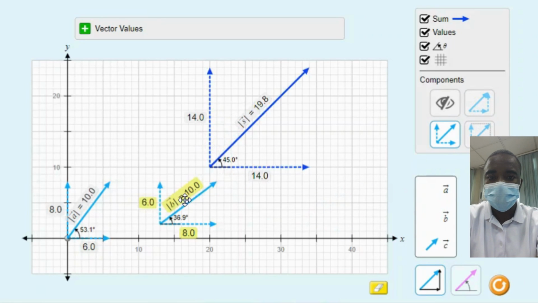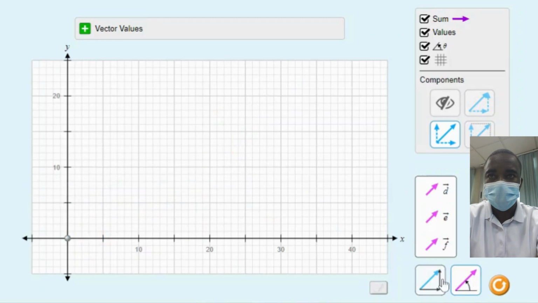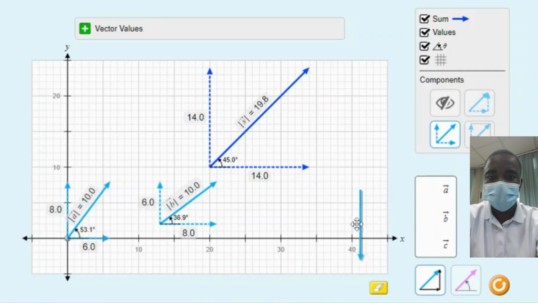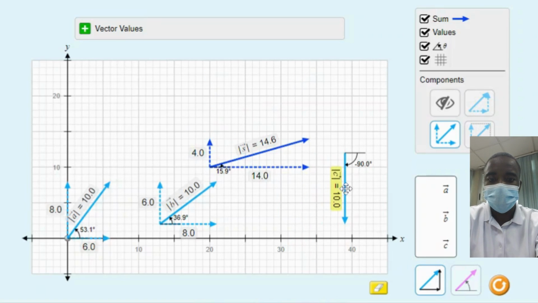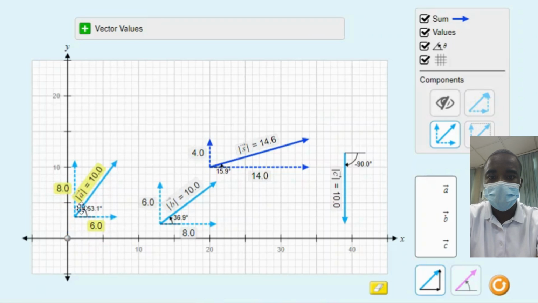The simulation allows students to play with two sets of vectors and compare their sums. This feature helps students understand how the addition of vectors can result in different resultant vectors depending on the magnitudes and directions of the individual vectors. By comparing the sums of two sets of vectors, students can develop their intuition about vector addition and its applications.